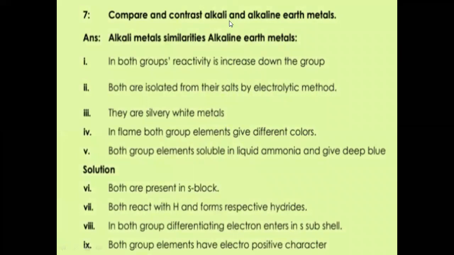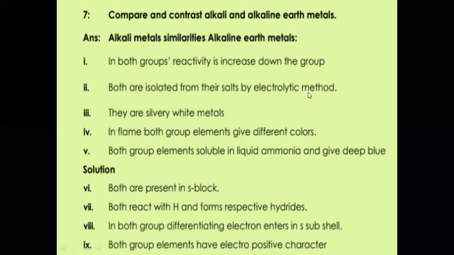Then question number 7, compare and contrast alkali and alkaline earth metals. In both groups, activity increases down the group. Like in alkali and alkaline earth metals, the reactivity of the metal increases down the group and decreases from left to right. Both are isolated from their salts by the electrolytic method. Like we discussed how we can extract sodium from sodium chloride, the Down cell method, you remember. So that Down cell method is actually an electrolytic method.